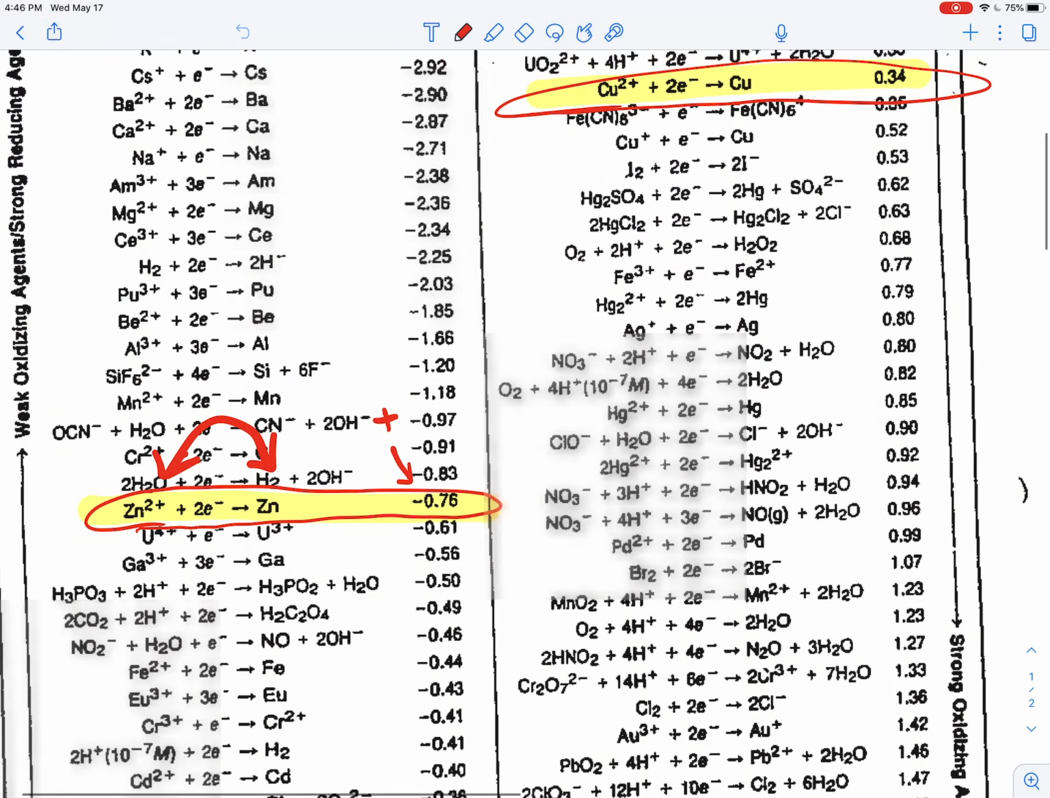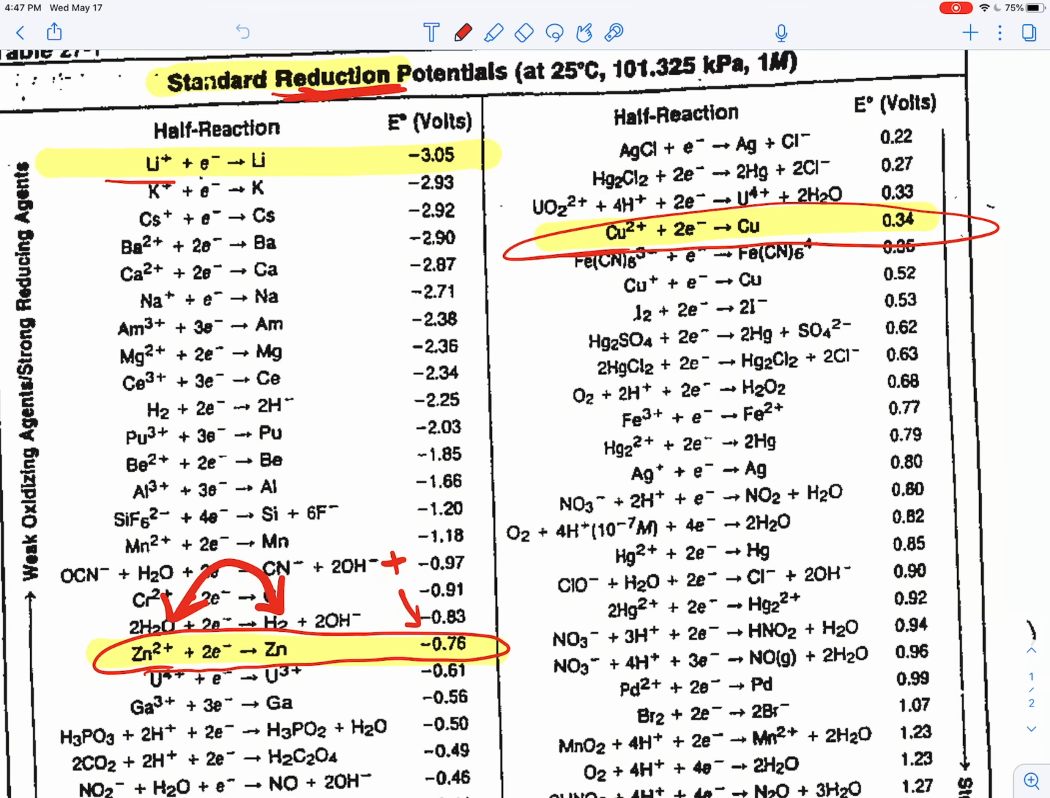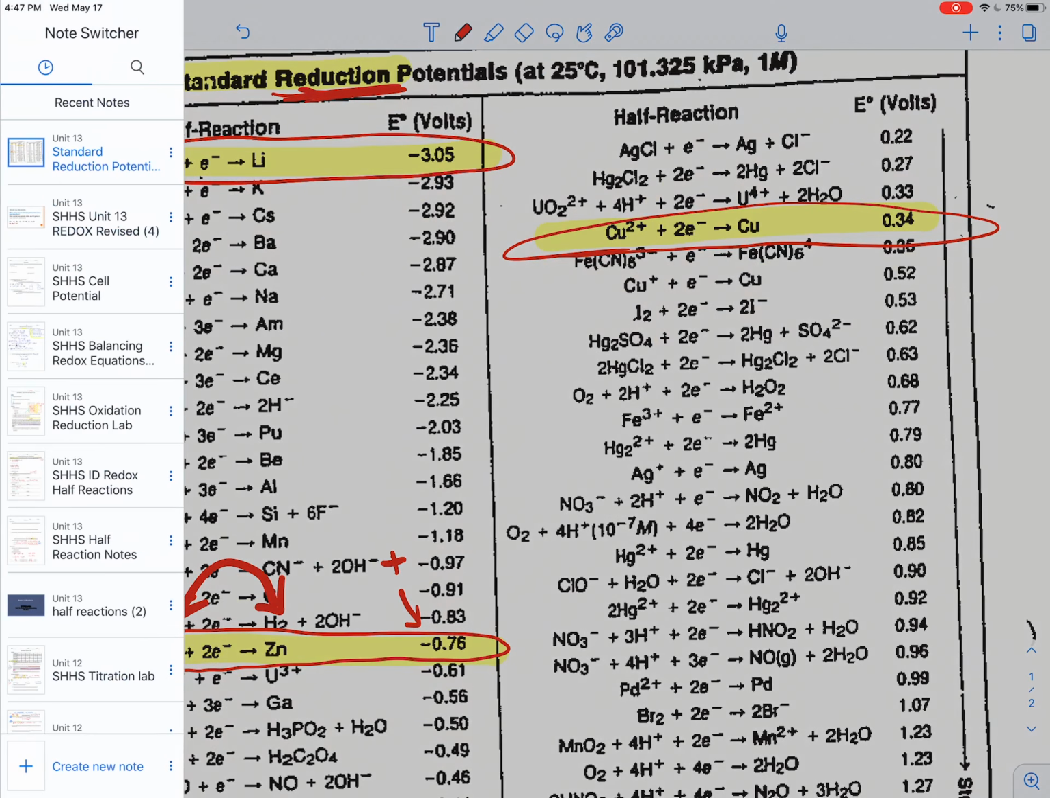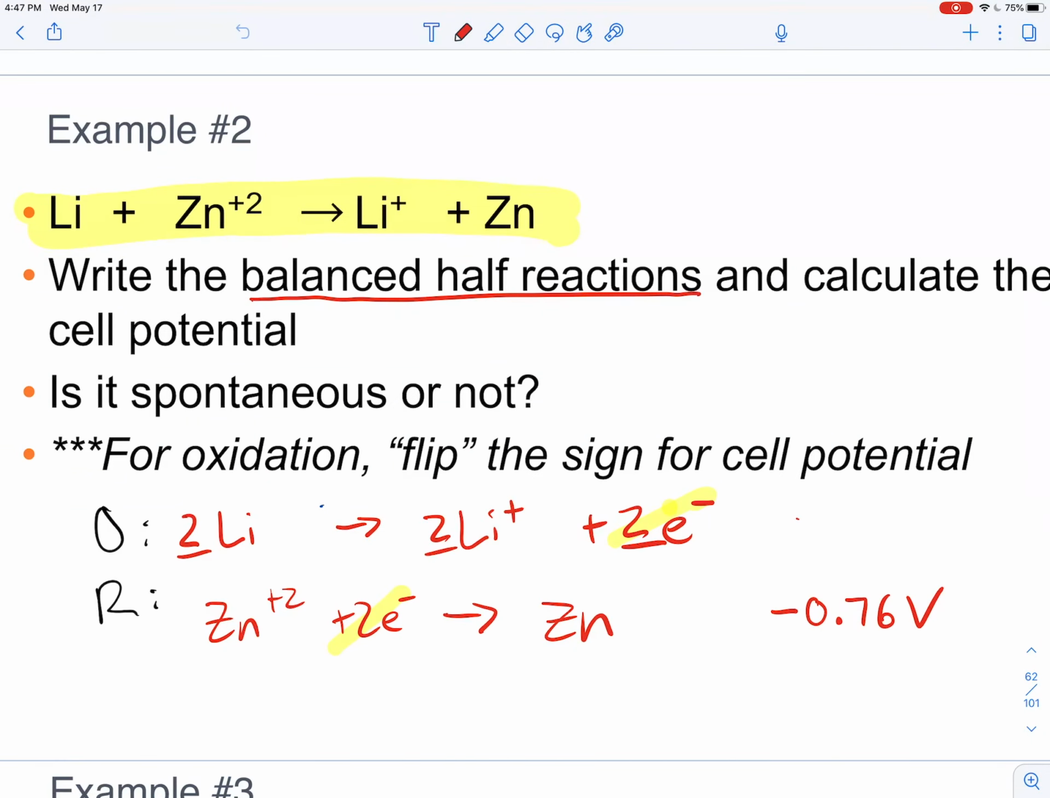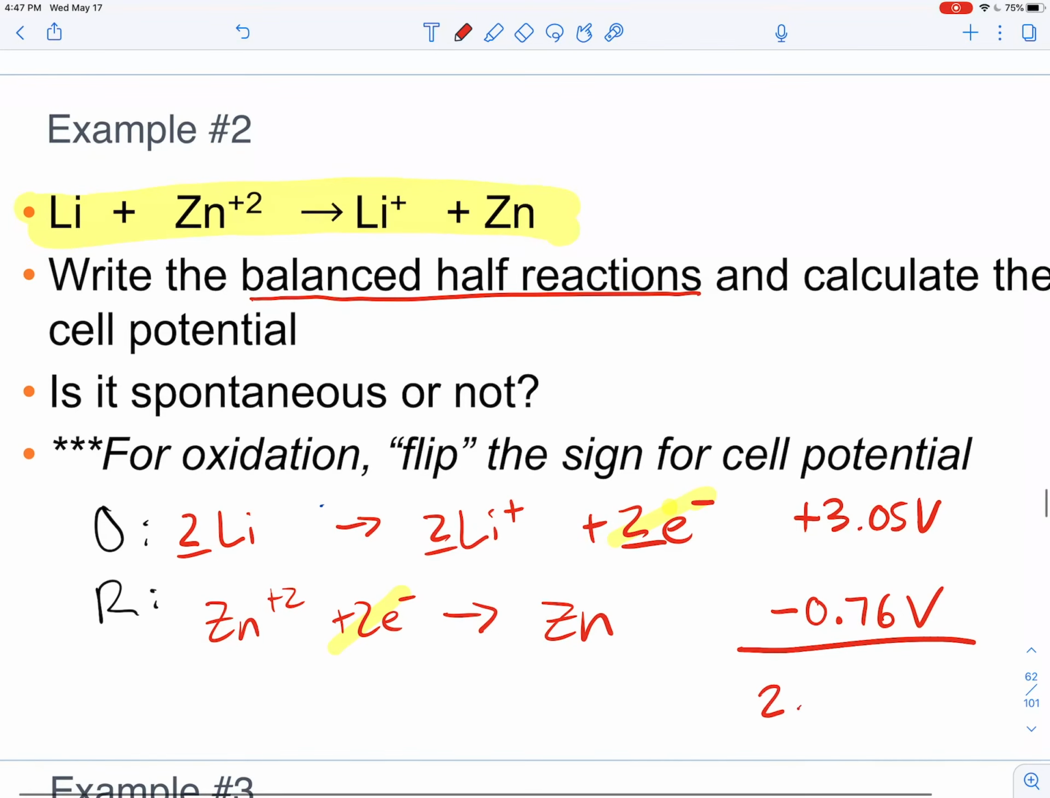So I look at my table. Lithium's actually right at the very top here. But again, because lithium is being oxidized, I'm going to change that negative 3.05 to a positive 3.05. So instead of negative 3.05 volts, it is now positive. And if I do the math here, I believe it is 2.29 volts. Okay, and again, another positive number. This is spontaneous.